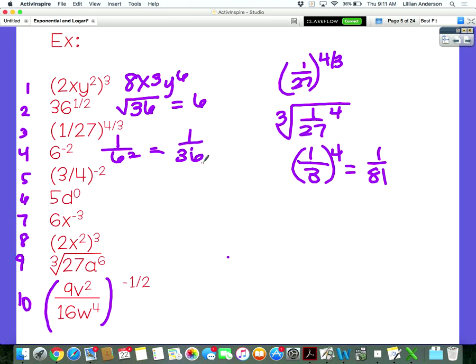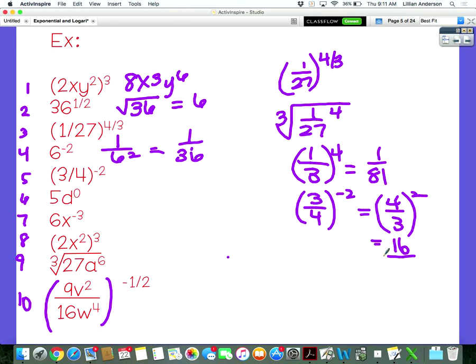Same thing with number 5. But this time you have a fraction that's raised to the negative power. So what do you have to do to that fraction? Put it under 1. And when you put 1 over a fraction, what does it do to the fraction? It flips it. Reciprocal. It turns the exponent positive, and then you square the top and the bottom. 4 squared, 3 squared, and there's number 5.